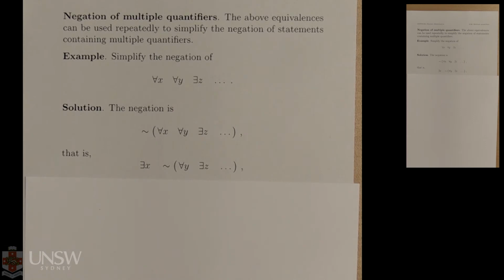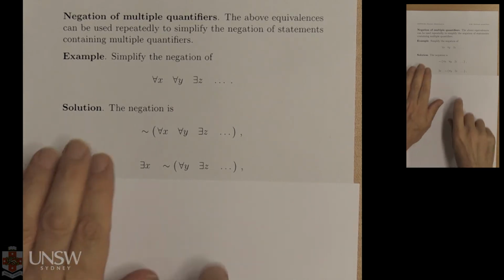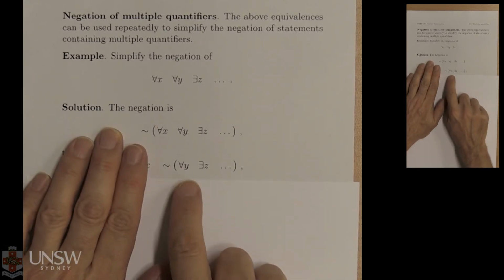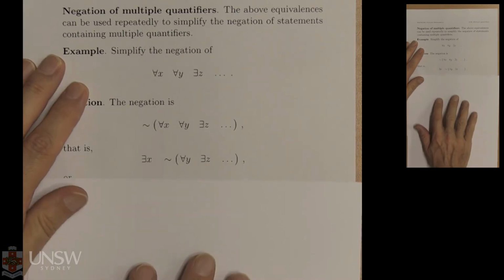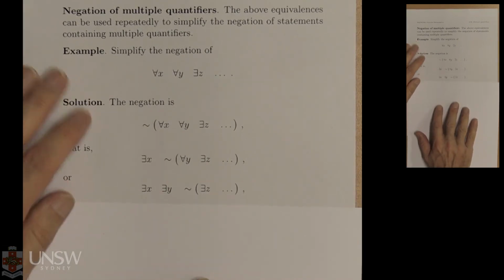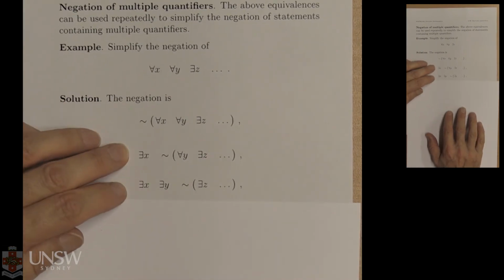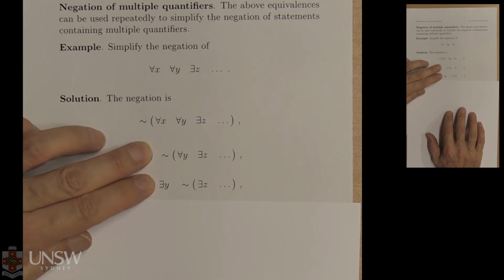I can now keep going though. I can simplify that even further, because this statement here, I'm saying not for all y something is true. The negation is there exists y such that this something is false. And that's what I've done here. There exists x. I've simplified that as much as it'll go. I'm not considering that anymore.